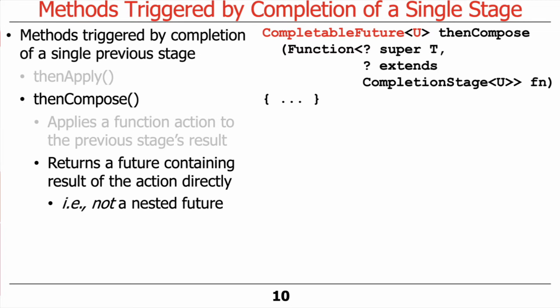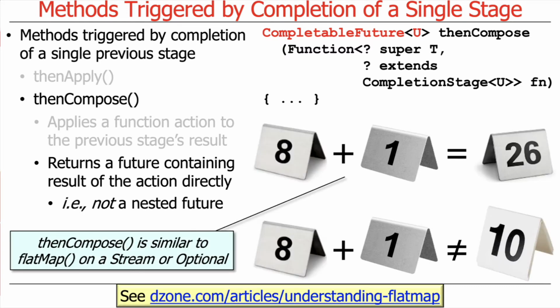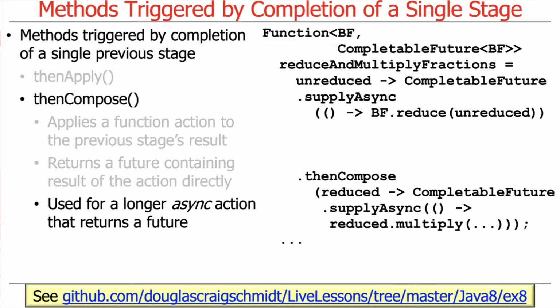Now, it might not be apparent where you would end up with nested completable futures anyway, but we're going to take a look at an example to make this clear. The way to think about this, at least at a high level initially, is that thenCompose is similar to flatMap on a stream or on an optional. If you use flatMap or thenCompose to compose together multiple completable futures, you will end up with a single completable future. Whereas if you were to use thenApply, you'd end up with nested completable futures. So let's take a look at this and it'll become more clear.